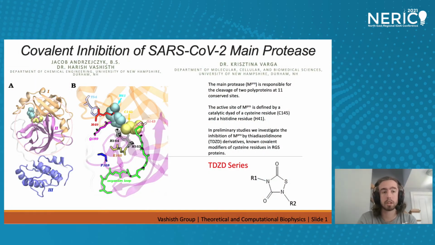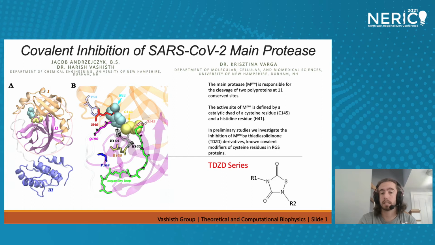Thank you. My name is Jacob Andrzejczyk, and in this talk, I'll be presenting preliminary studies on the inhibition of the SARS-CoV-2 main protease by covalent modifiers. The main protease of COVID-19 is responsible for the cleavage of polyproteins, and inhibition of its cleavage mechanism is likely to prevent the spread of the virus in the host.